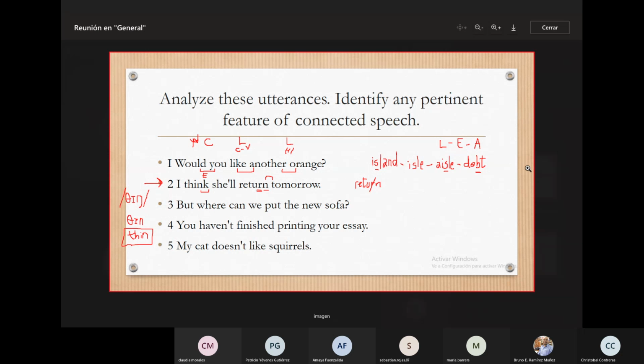Maria Fernanda, would you like to read it aloud? Number 4, three or four times, please, in a row. Thank you so much for that. You haven't finished printing your essay. How do I say that word? Some people say essay, some people say essay, but in general, I think it's essay. You haven't finished printing your essay.